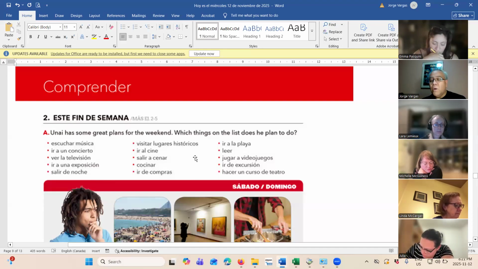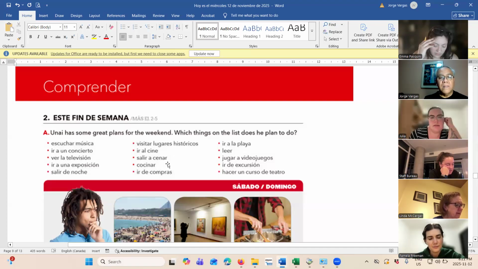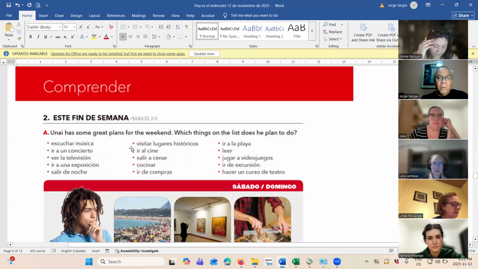Count of three, you're on. Uno, dos, tres, go. Visitar lugares históricos. Next. Ir al cine. Próximo. Salir a cenar. Próximo. Cocinar. Próximo. Ir de compras. Perfecto. Are we fine?